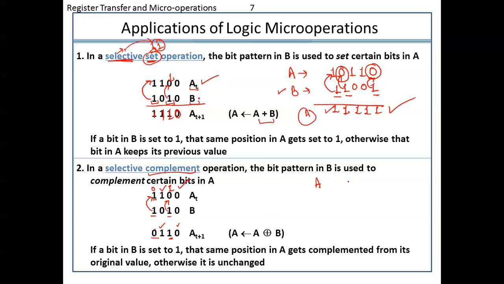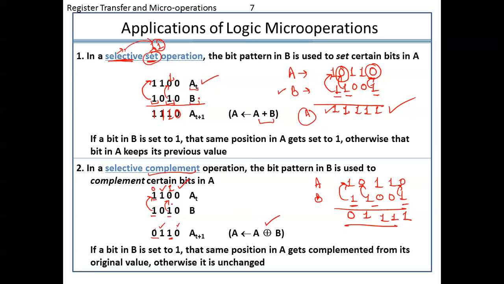Again, I am taking another example, 10110, and the B register has, let's suppose, the value 11001. I need to look at the value of register B where it is equal to 1, and then the corresponding bit positions of A, I need to complement those bits, and the rest of the values will remain unchanged. Okay, so this is the selective complement method. This is nothing but performing the XOR operation.